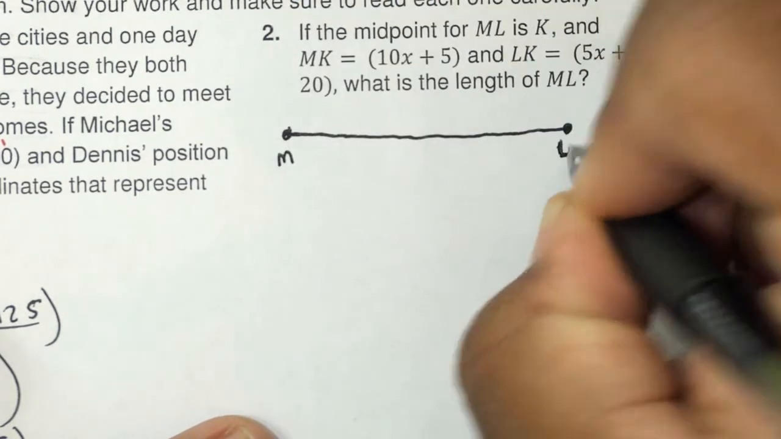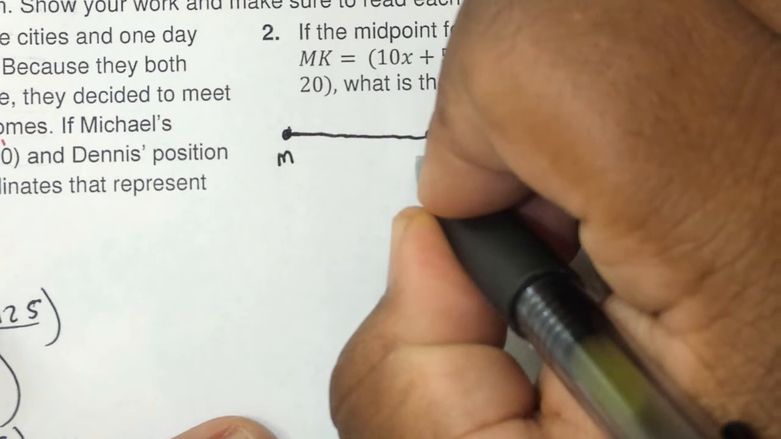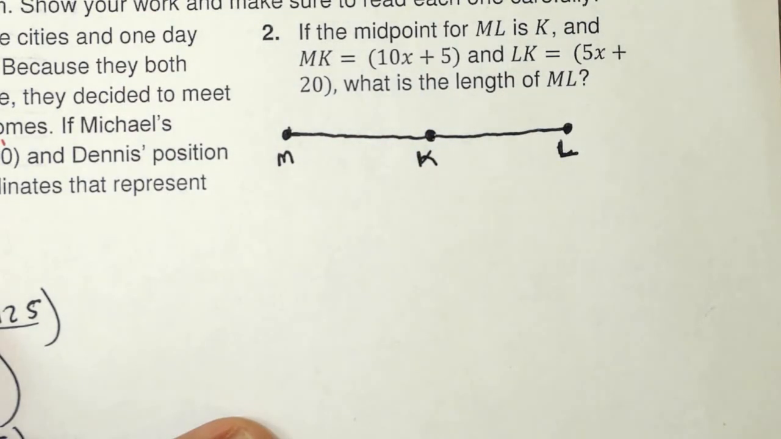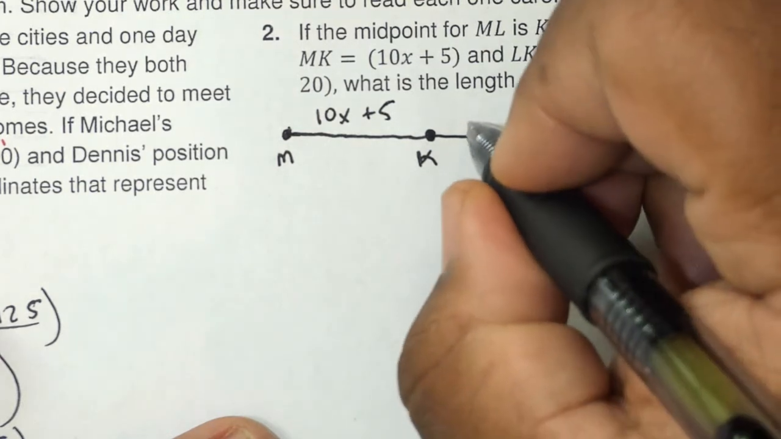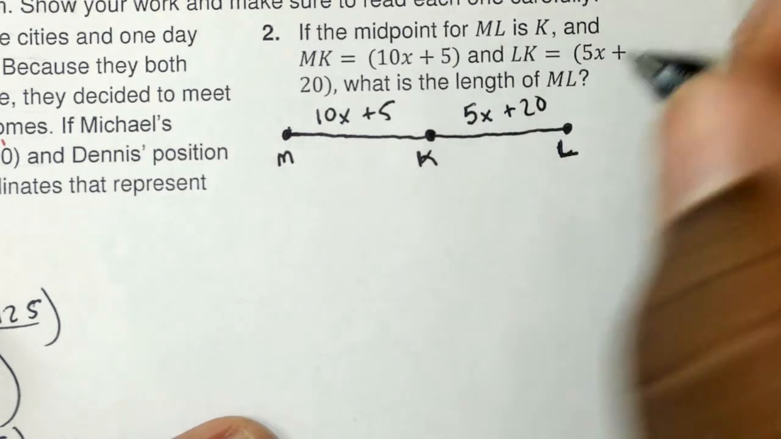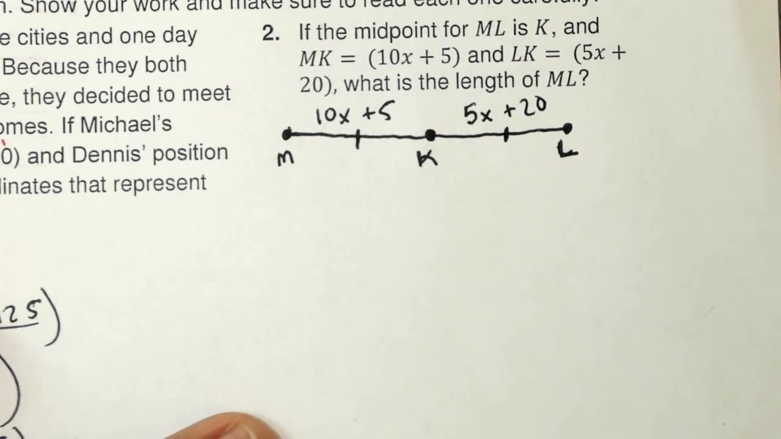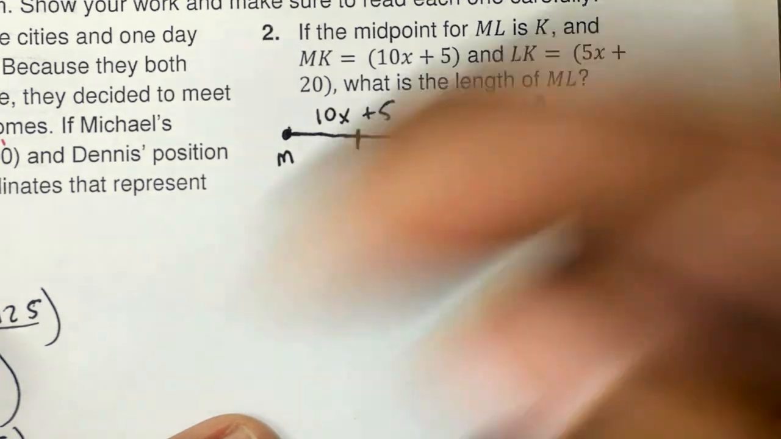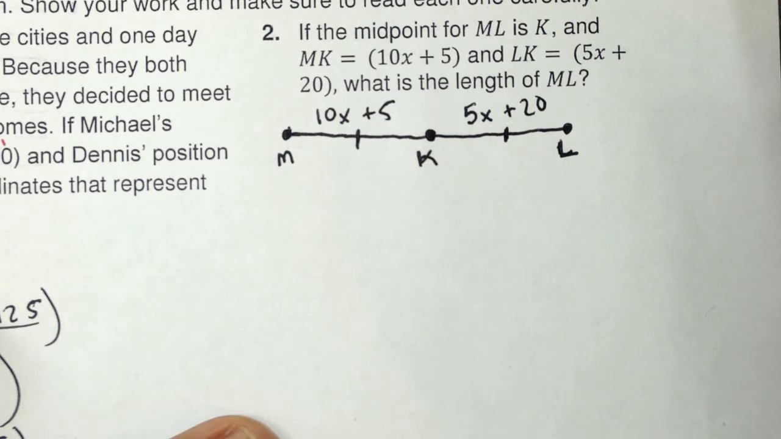Segment, they called it ML. They said the midpoint, I'm going to try to get the middle, not close to it, was K. And then from there they said M to K was 10x plus 5. Then they said LK was 5x plus 20. Now, due to the fact that they call K a midpoint, I should also know I can put my congruent markings here and here. Then from there, they want to know what is the length of ML. So to find the length of ML, I first must solve and find the value of x.